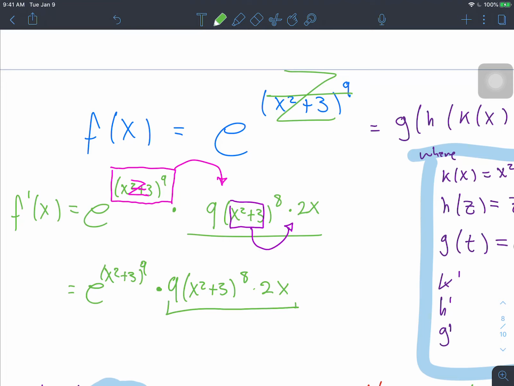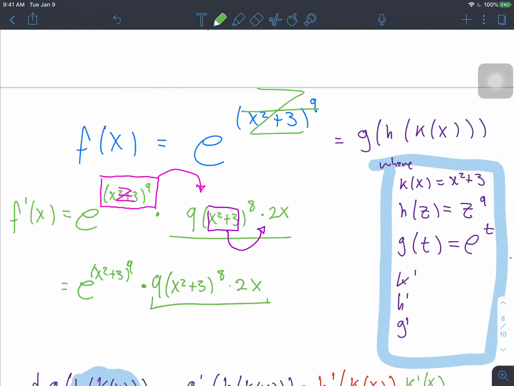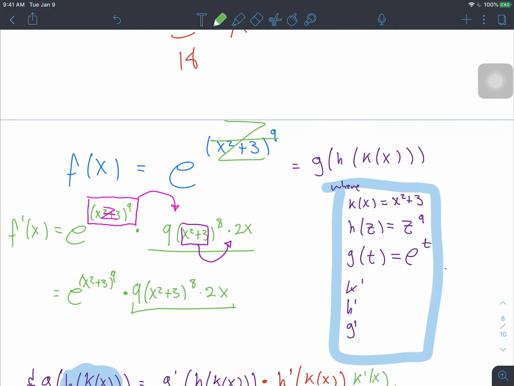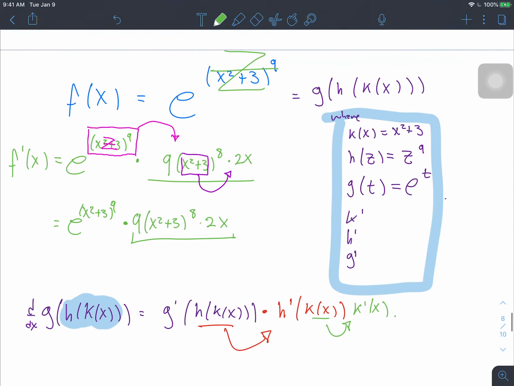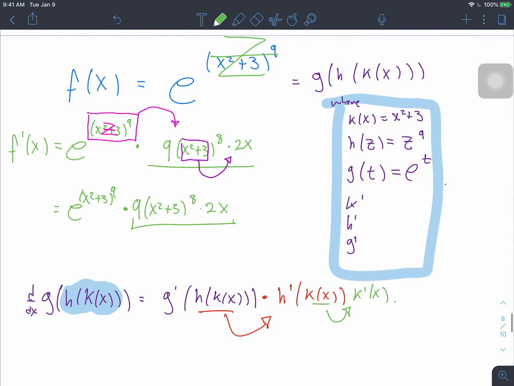All right, questions? A lot of layers. It's like an onion. Or an ogre. All right, so no questions about the chain rule, double chain rule problem?